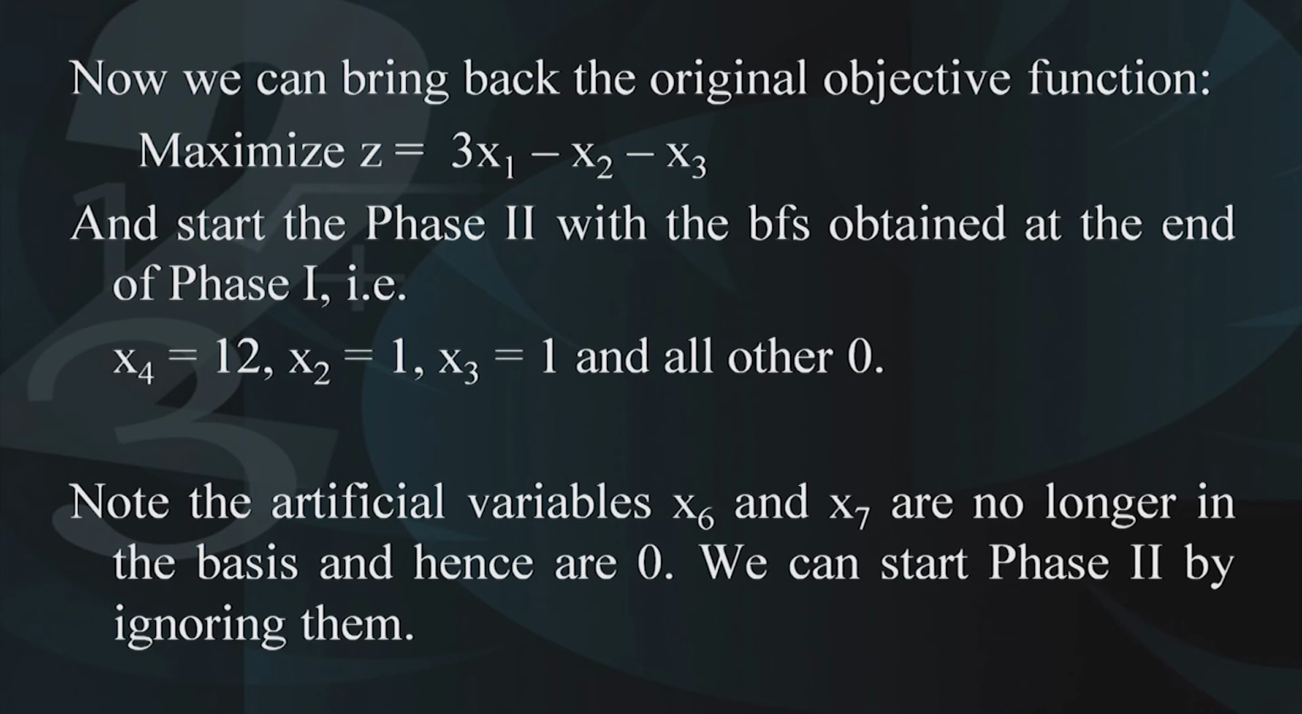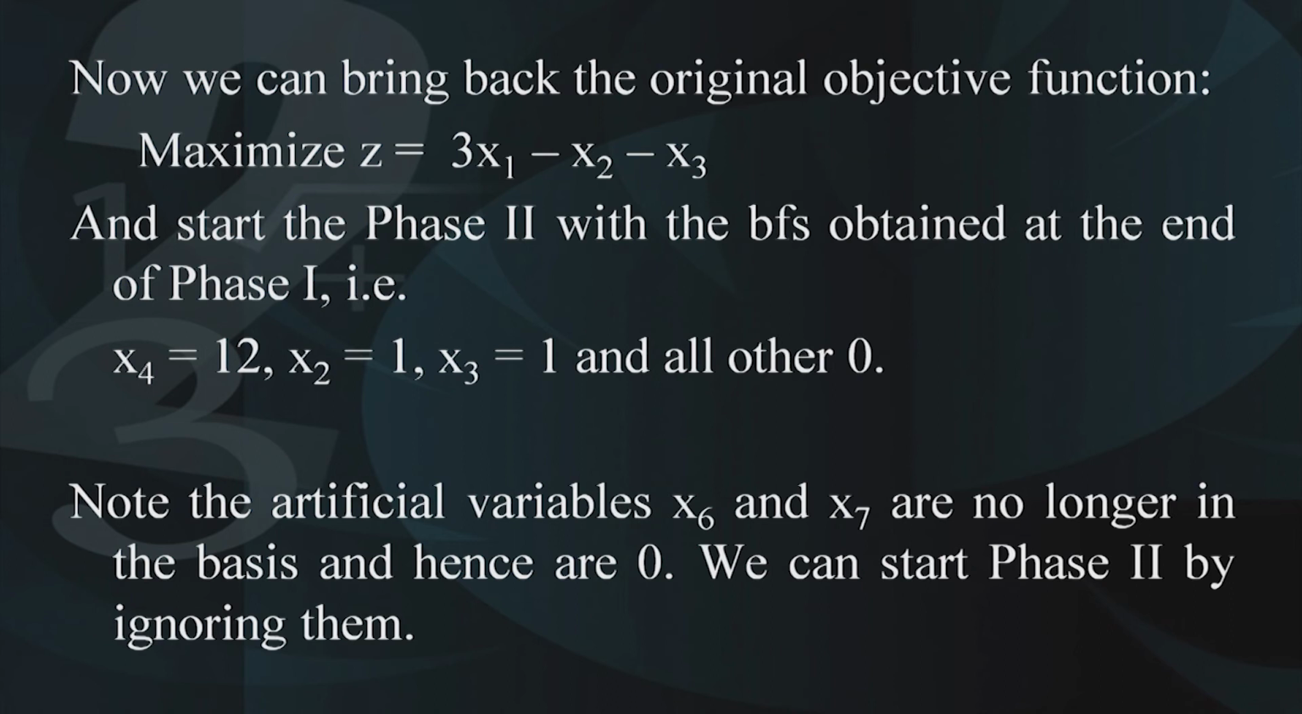So, now we can bring back our original objective function, which was maximization of z is equal to 3x1 minus x2 minus x3, and we can start phase 2 with the help of the BFS which we have obtained at the end of phase 1. So, at the end of phase 1 we had this BFS: x4 equal to 12, x2 equal to 1, x3 equal to 1 and all others as 0. So, now we can start phase 2.